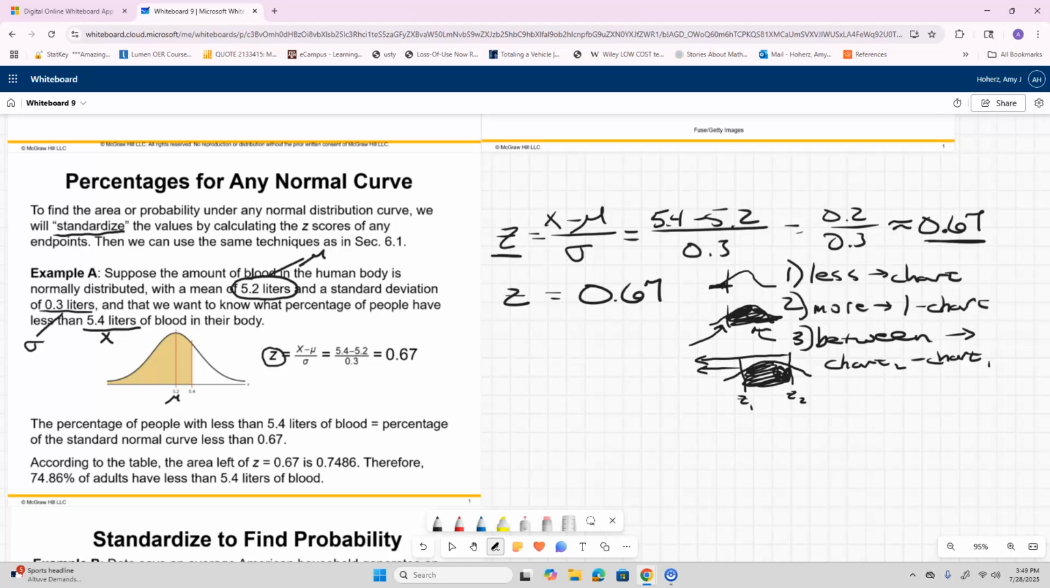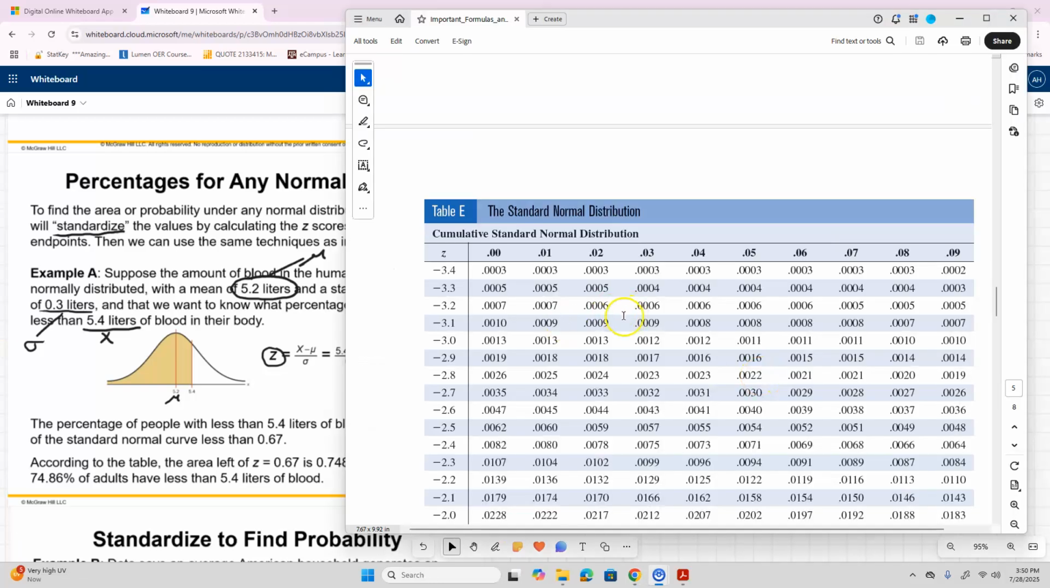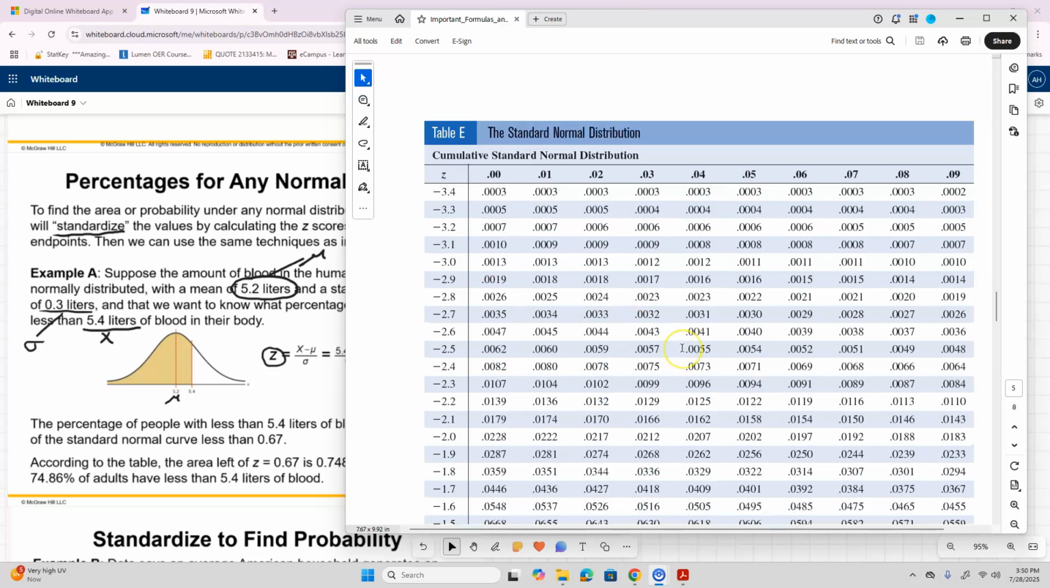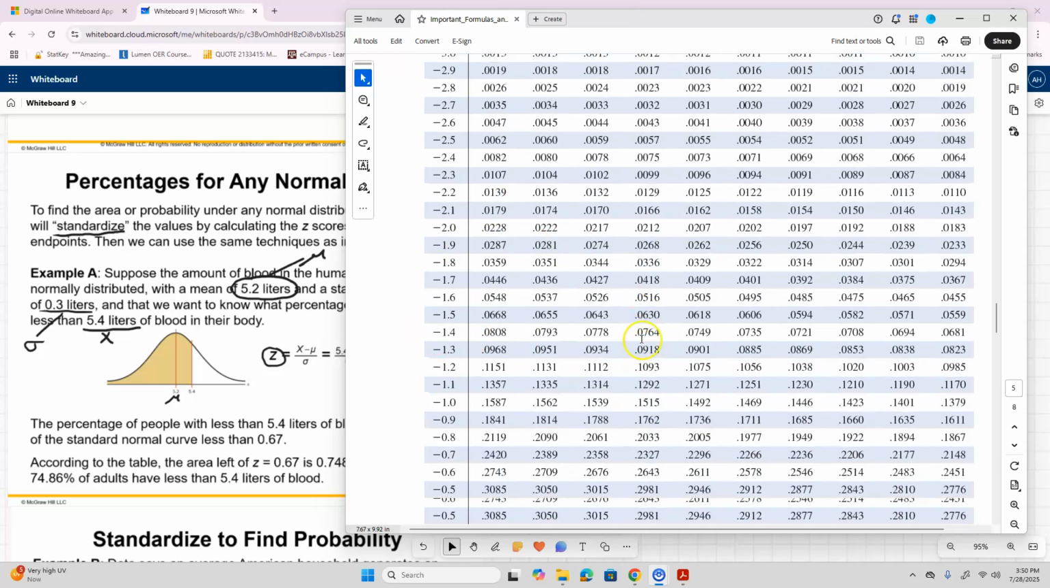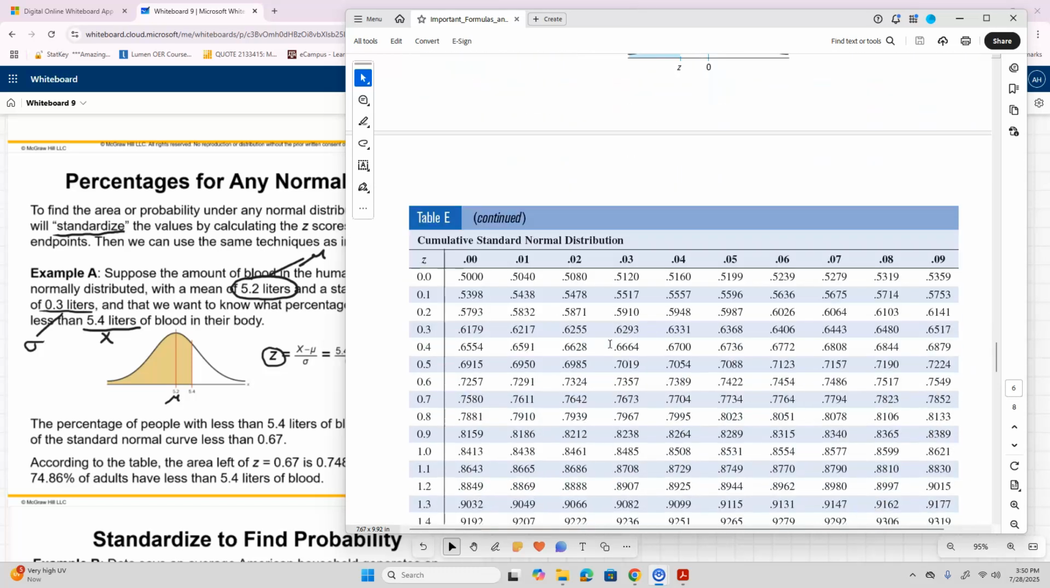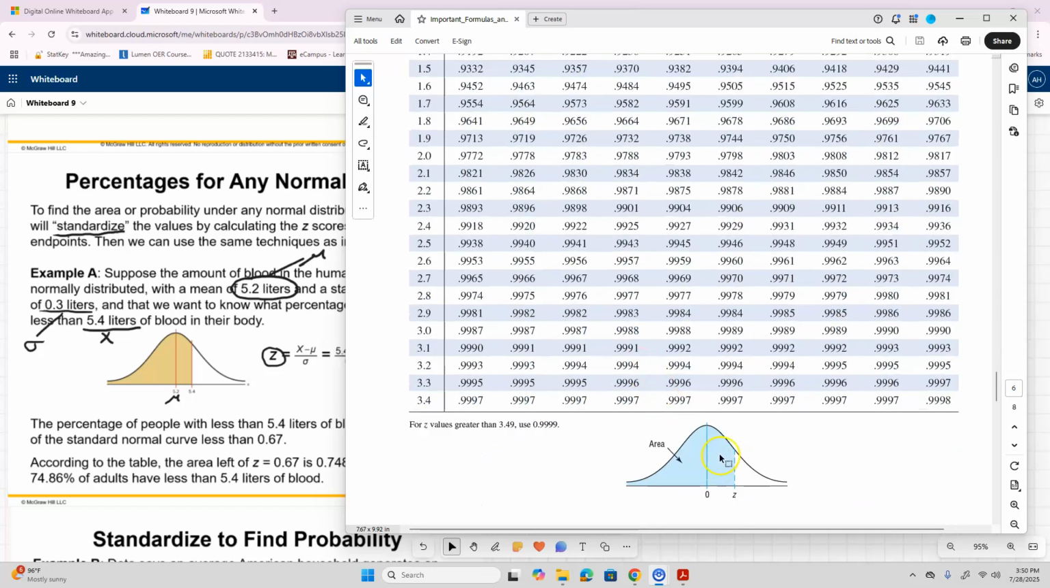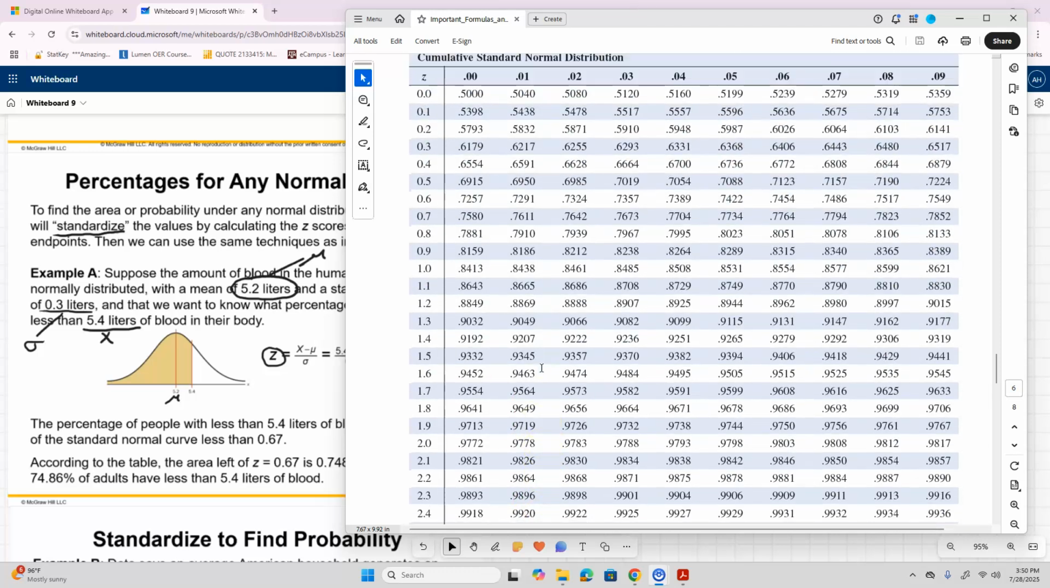This one says we want to know what percentage of people have less than 5.4. Okay, so this is a type 1 here. This is less than. So we need to look on the chart for the value that is less than Z equals 0.67. Okay, so we're on our chart, which by the chart we mean the standard normal distribution, the Z chart. This is all the negative Z values, so we've got to go to the second page. And remember that it tells us here that the chart gives us from a Z value down, which is what we want in this case.